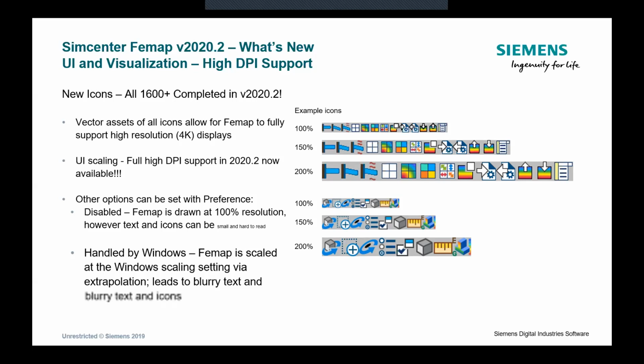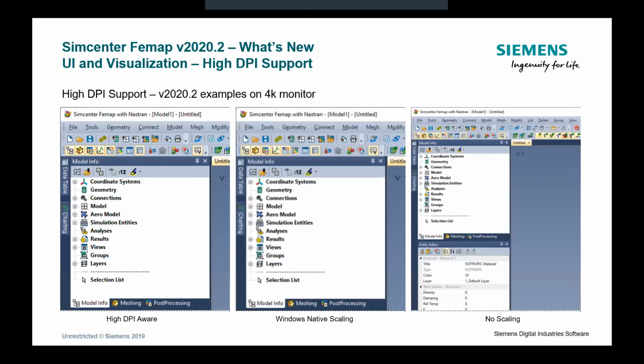When we did not have the full native scaling, we had 2 choices. We could either disable the scaling, which could leave the text and icons small and hard to read, or we could have it handled by Windows. But when you only have one size icon, what that typically leads to is blurry text and icons. So here's just an example. The left is now Femap fully high DPI aware. The middle was native scaling, and then no scaling was on the right. And I think we can all agree that the one on the left is probably going to be the easiest one to use.